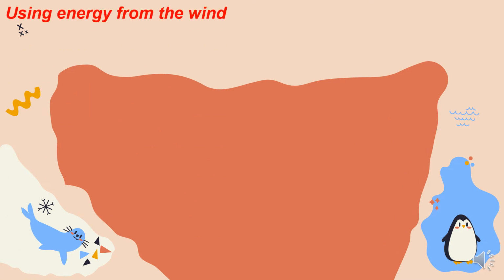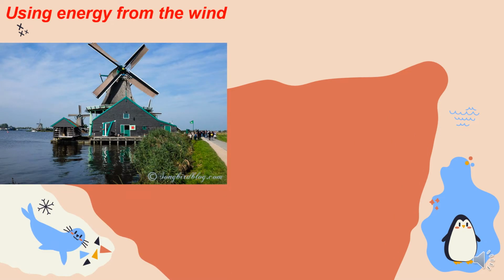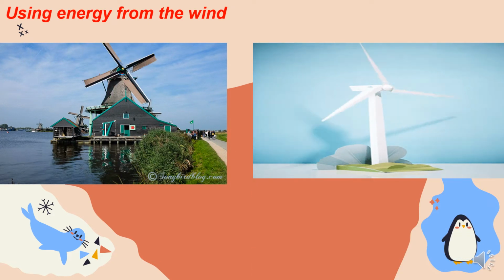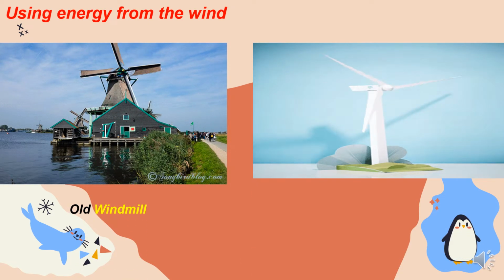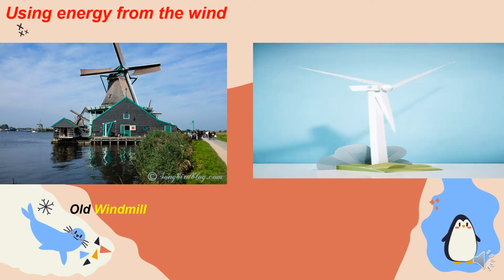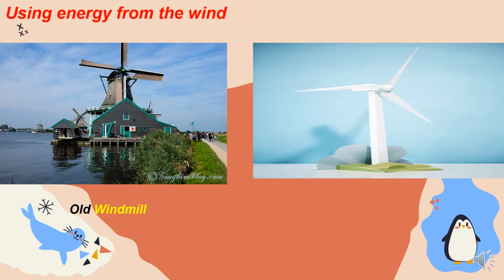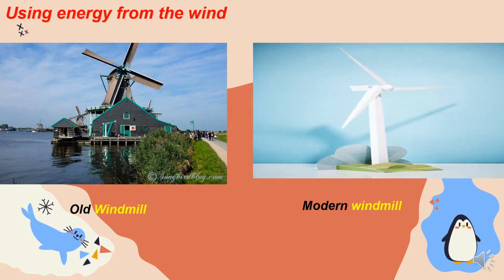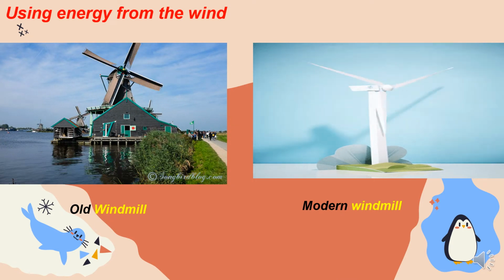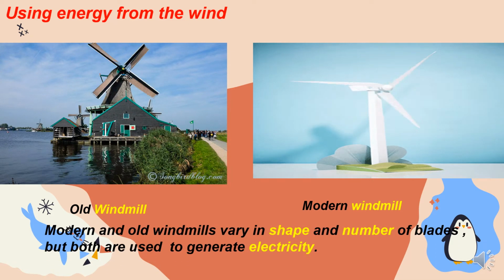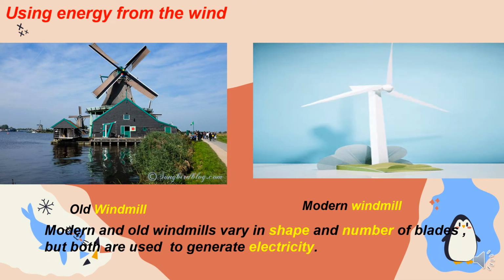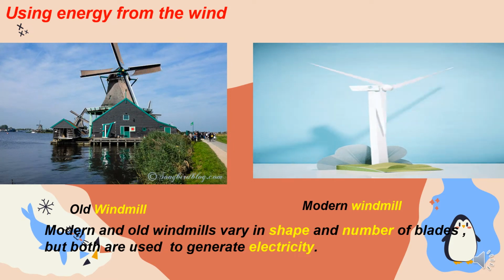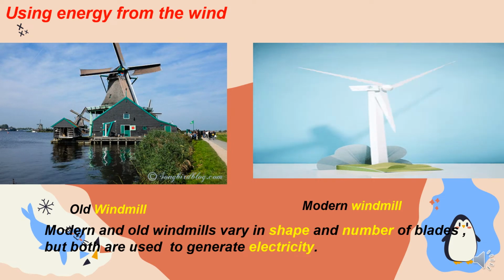And now, from these two pictures, what do you notice? Think with me, grade 4. Excellent. Many years ago, the old windmills were of that shape. But nowadays, the modern windmills have become that shape. So the modern and old windmills vary in shape and also in the number of blades. Excellent. But they both rotate and they both are used to generate electricity.